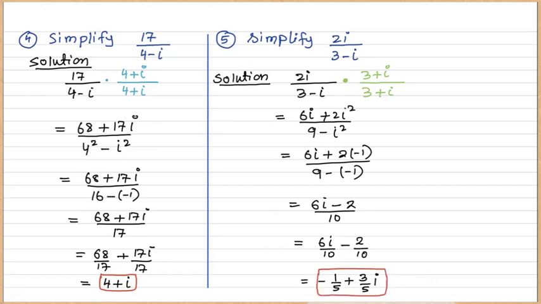Okay, one more time. In division, what we have done so far is we divided a real number by a complex number. In the second one, we divided an imaginary number by a complex number. Now, in the next one, let's see how we can divide a complex number by a complex number. So we'll do one more example. So let's see question number 6.